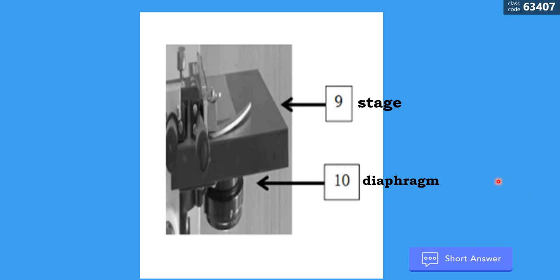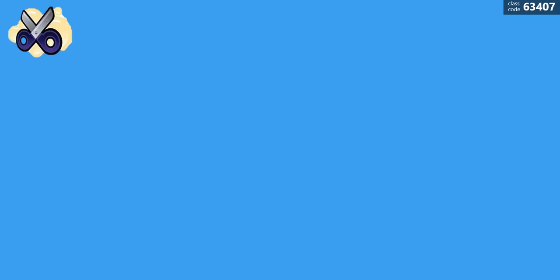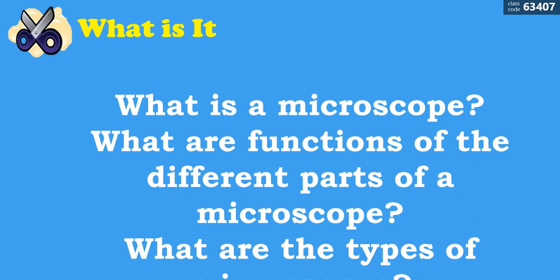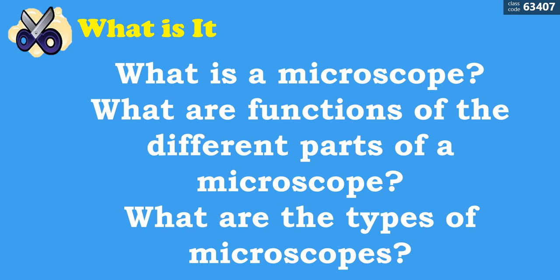Okay, so with this, you are familiarized with the parts of the microscope. So this time, let's see what are the usage of this, or uses. Okay, so let's start. What is a microscope? What are the functions of the different parts of the microscope? And what are the types of microscopes?